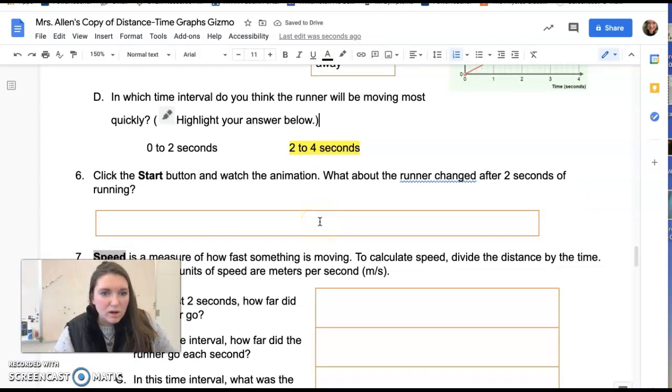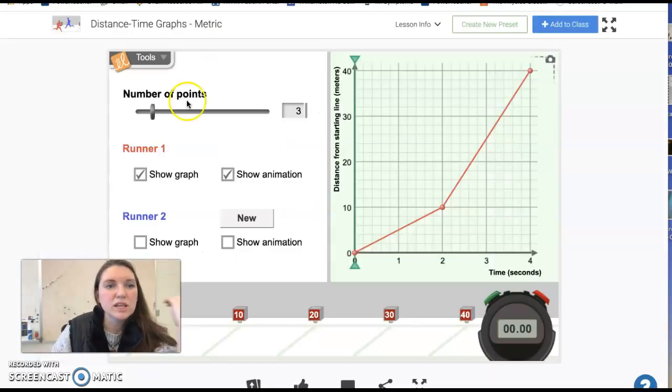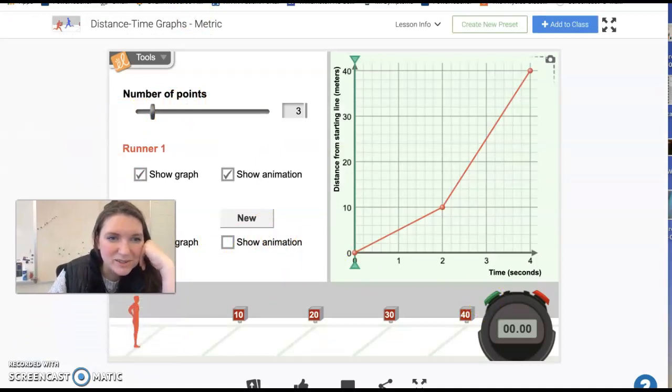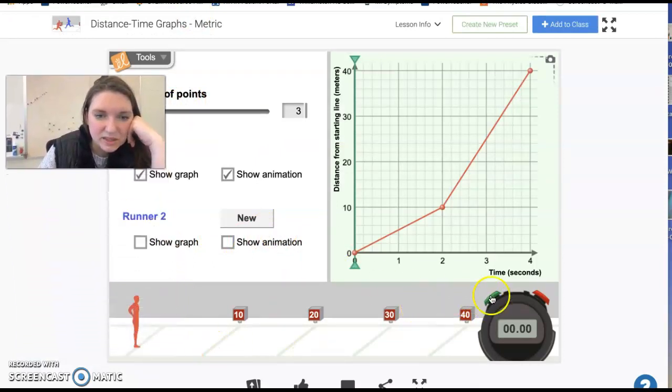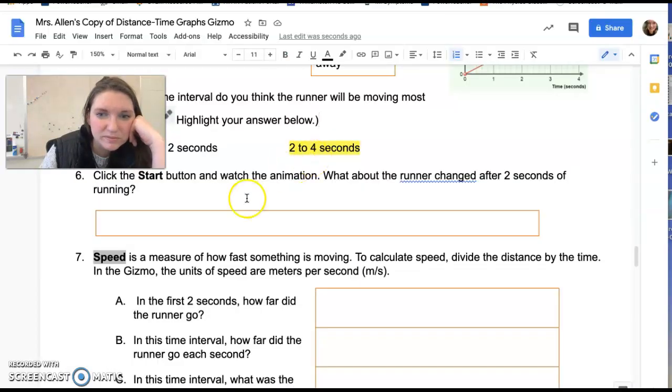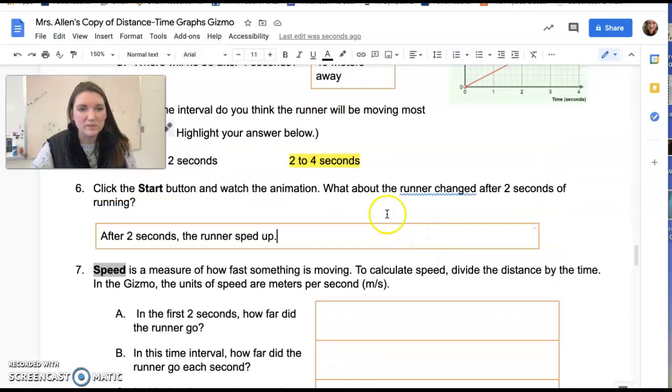Okay, so click the start button and watch the animation. What about the runner changed after 2 seconds of running? Let me move myself so you can see it. Play. Run, run, run, fast. Okay, so kind of fast, really fast. After 2 seconds, the runner sped up.